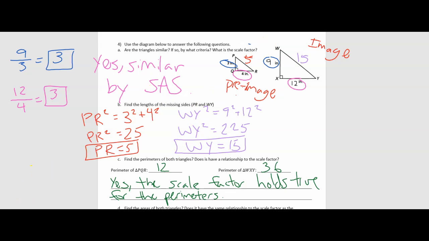The next question is going to ask you to compare the areas. Quick little reminder, area of a triangle is 1/2 base times height. So go ahead, find the areas of both of those triangles and just check to make sure that scale factor also holds true for area.